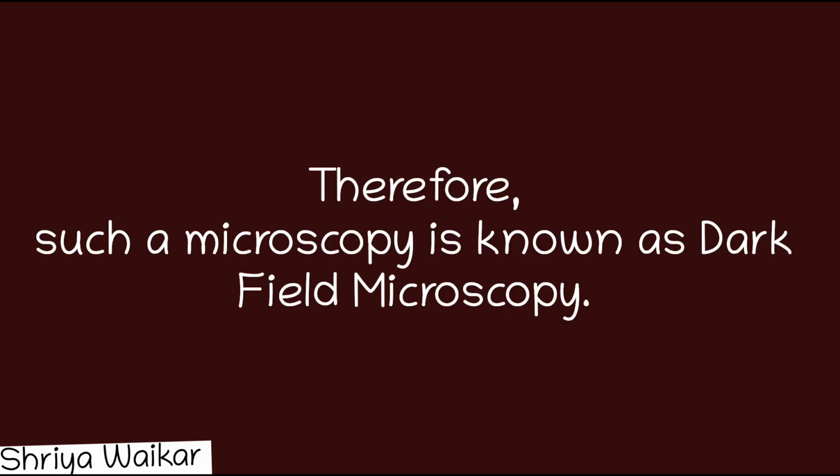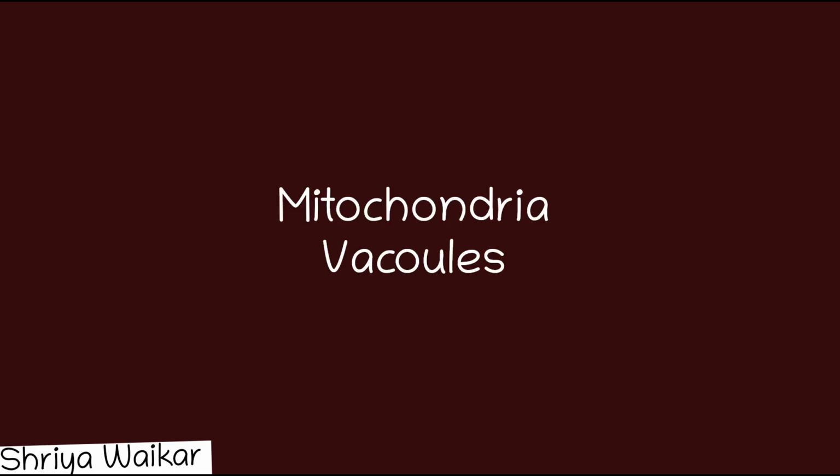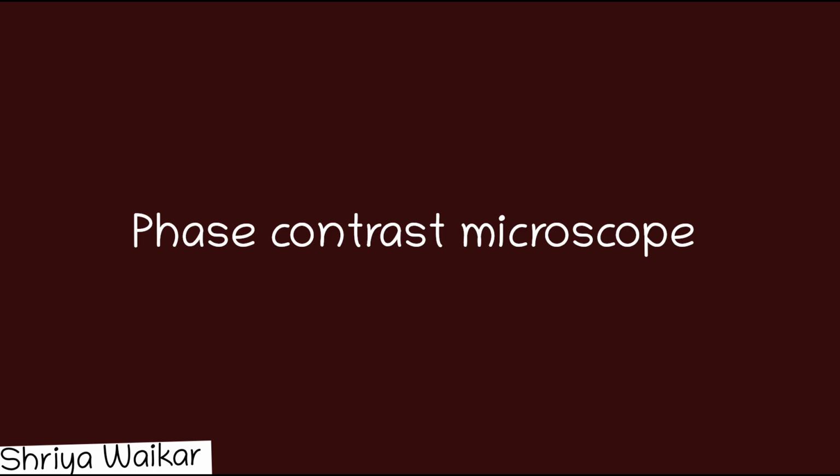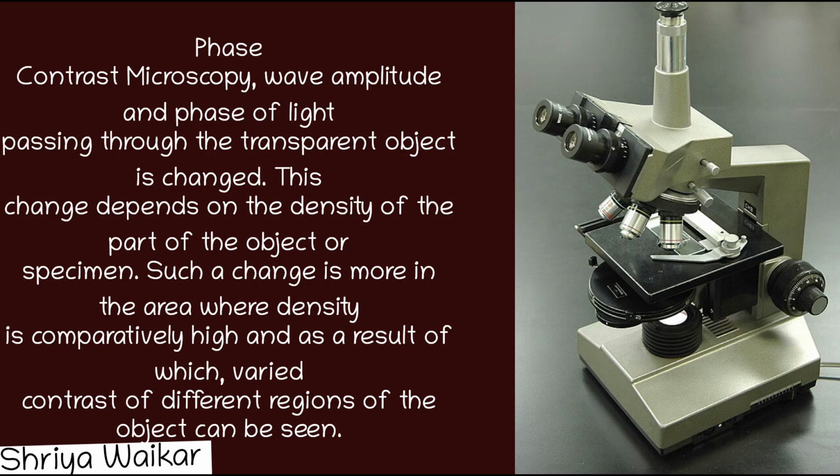Mitochondria, nuclei, vacuoles, etc. can be easily detected using this. In a different form called the phase contrast microscope, the wave amplitude and the phase of light that passes through the transparent object is changed. This change depends on the density of the part of the object or the specimen. Such a change is more in the area where density is comparatively high, as a result of which very contrasting different regions of the object can be seen. It is especially helpful in the study of cell organization and chromosomes.